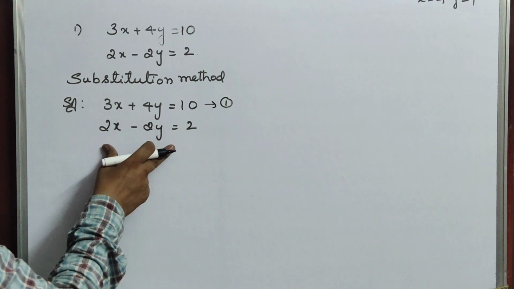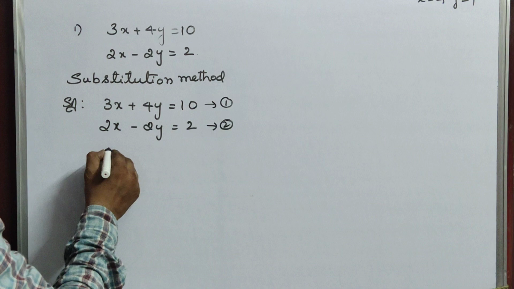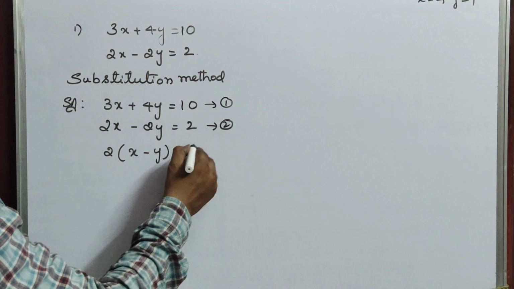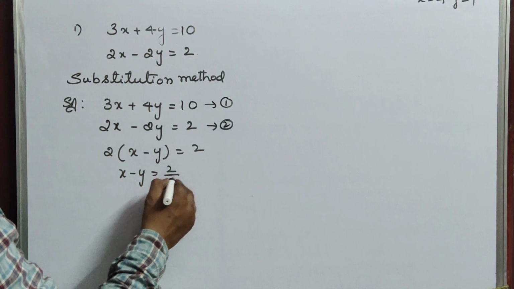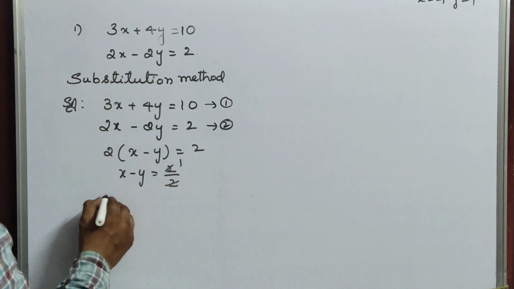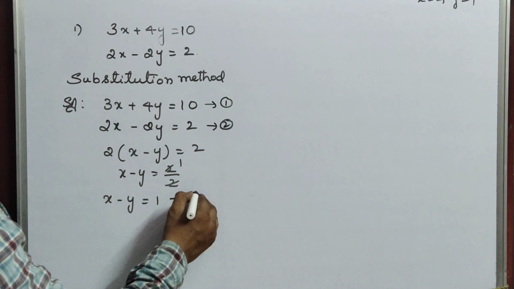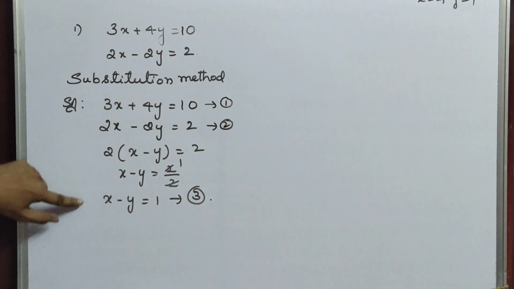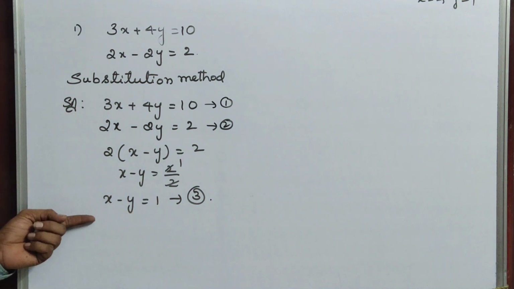As I told you, you can still simplify this one. Equation 2, we can simplify: 2 of x minus y equals 2. So, x minus y equals 2 by 2, that is 1. That is x minus y equals 1. That is equation 3. Now again, whichever equation you like, you can take it, either equation 1 or equation 3.